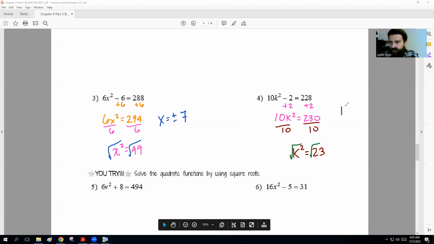Anytime we take the square root, we get a positive and negative version of the answer. The square root of 23 doesn't come out nice, so we're going to put a decimal down. The calculator tells me it is 4.7958. Okay, that actually rounds to 4.80. We'll round up.